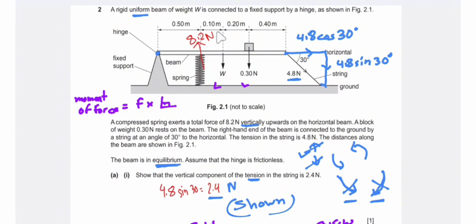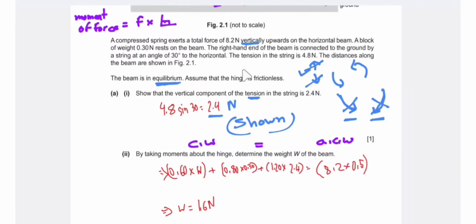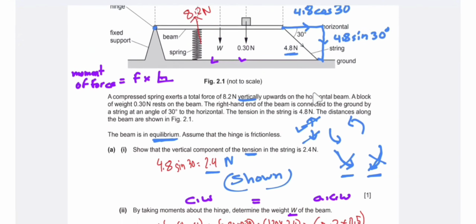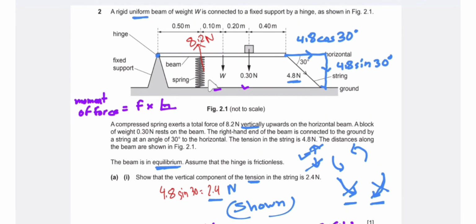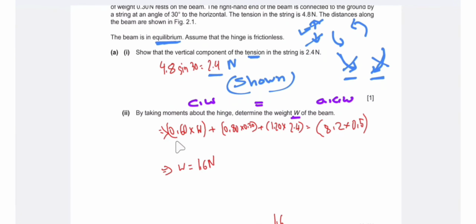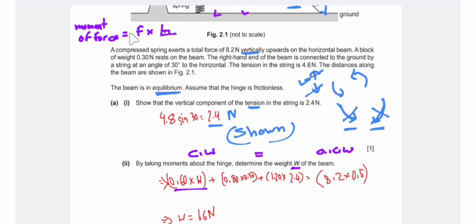So for the weight, that is the clockwise moment, the weight is W. We refer to this as W since we need to find the value of W. So the force and the perpendicular distance from the pivot: this is the pivot and this distance is the perpendicular distance. So W and the distance is 0.50 plus 0.10, that is 0.60. So 0.60 into W. Moment of force is equal to force into this perpendicular distance from the pivot.